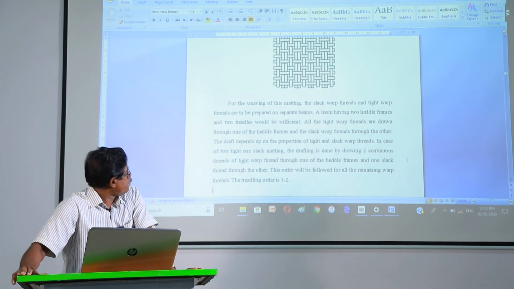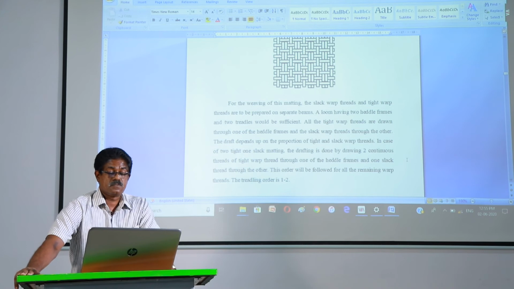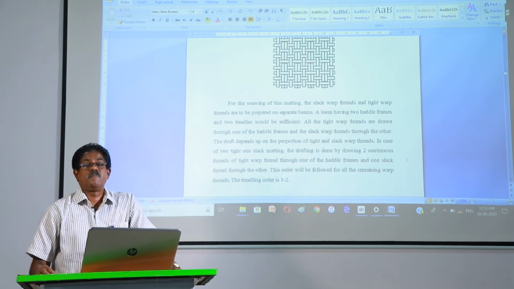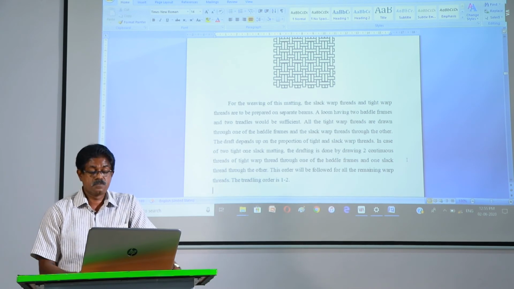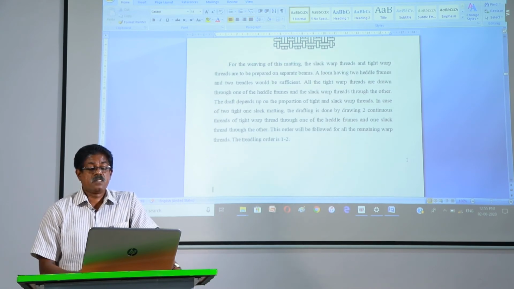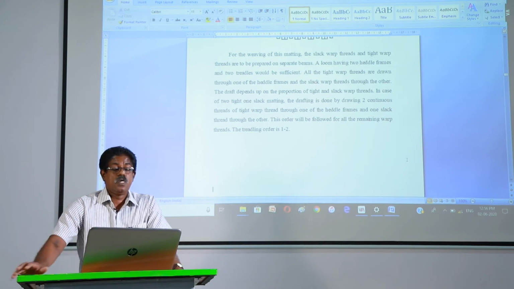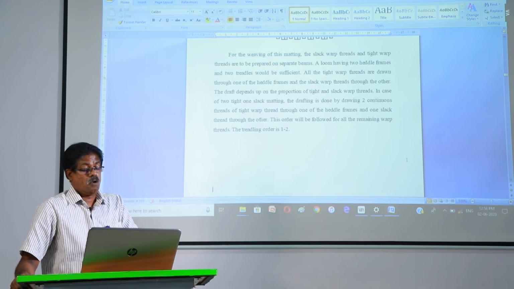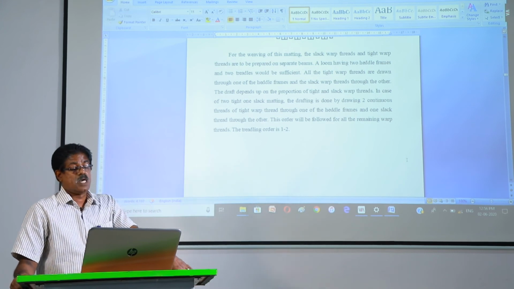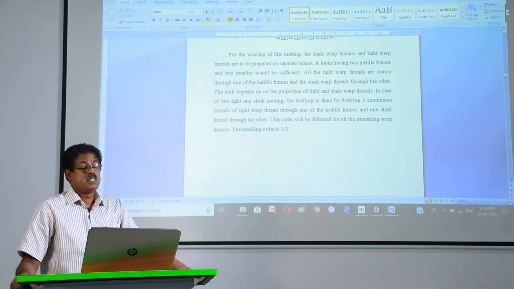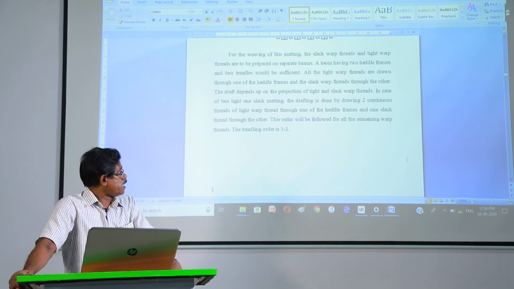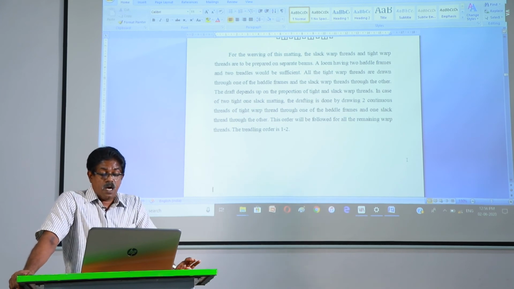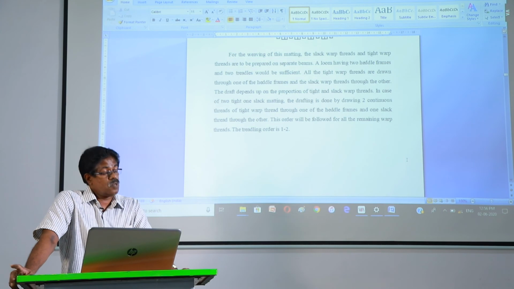For the weaving of this matting, the slack warp threads and tight warp threads are to be prepared on separate beams. A loom having 2 heddle frames and 2 threadles would be sufficient. All the tight warp threads are drawn through one of the heddle frames, and the slack warp threads through the other.